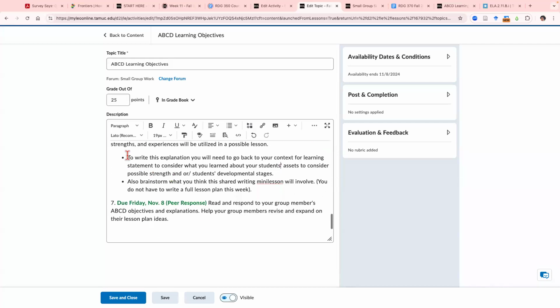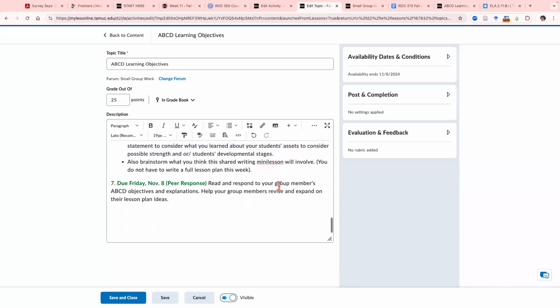Okay. So, and I explain all of that. You're going to go back to your context of learning for learning to be able to help you shape your head around this line of thinking. And you're going to brainstorm what you think this writing mini lesson will involve. So this is the next part. I want you to think about, okay, how am I going to teach it? What am I going to do? You don't have to write a lesson plan. That's next week. I just want you to get started brainstorming.